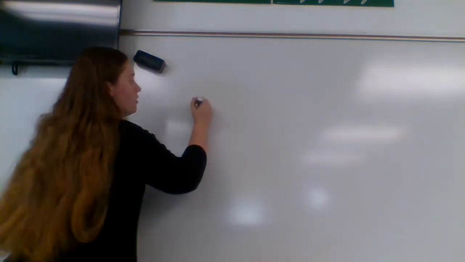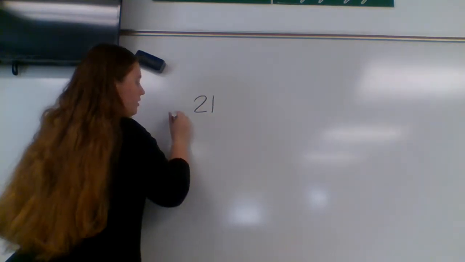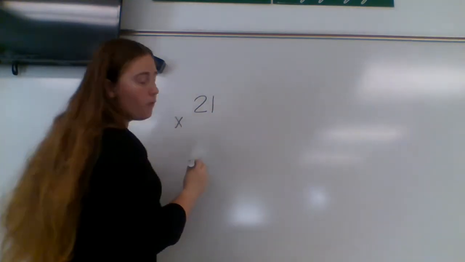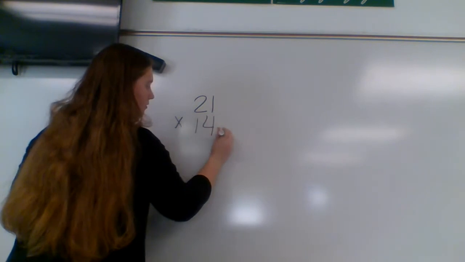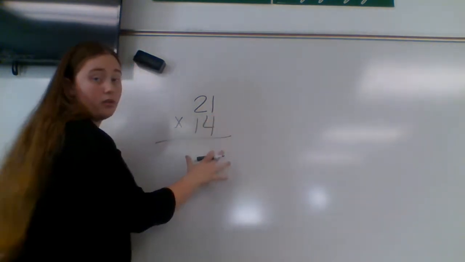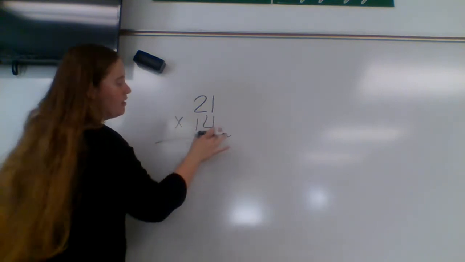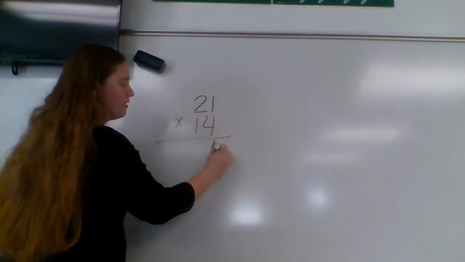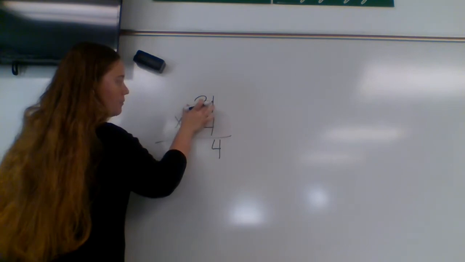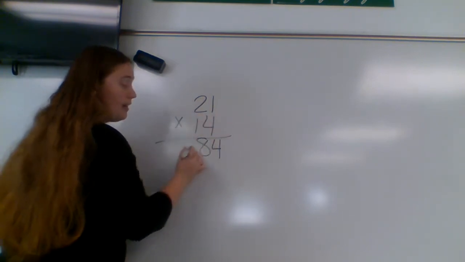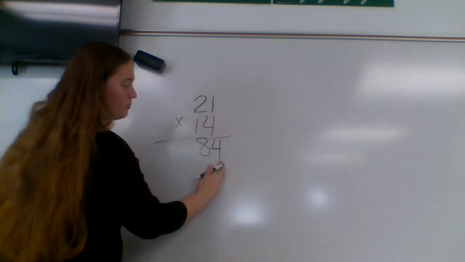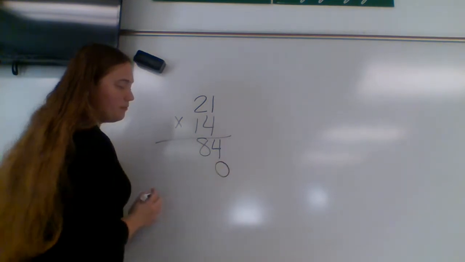We have 21 times 14. So again, we're going to pretend like this 1 is not there. We're just going to multiply. So 4 times 1 is 4. 4 times 2 is 8. Underneath this 1's place right here, we're going to put my 0.